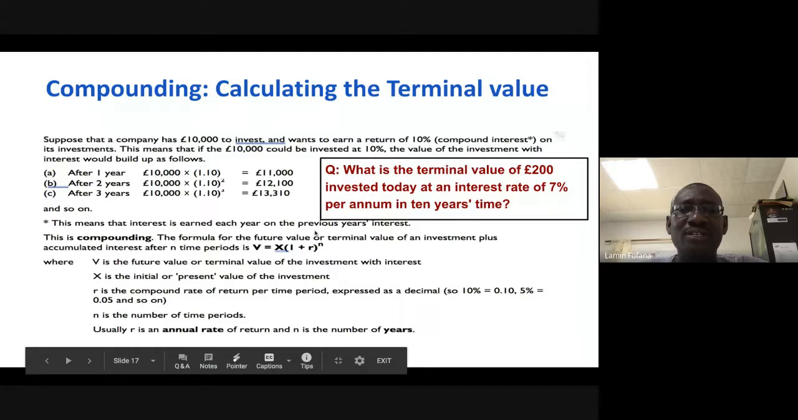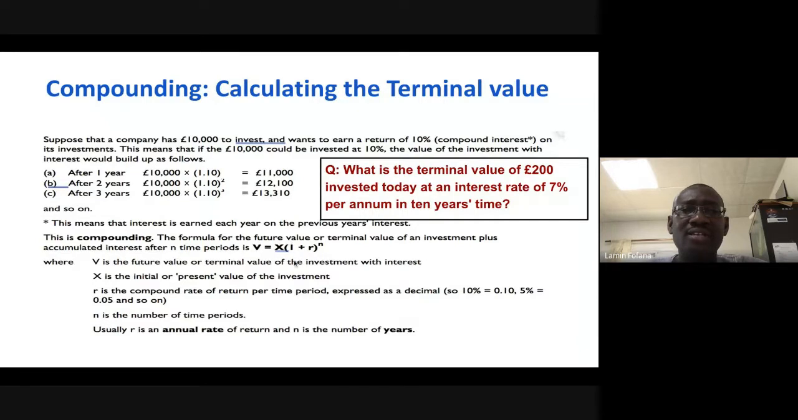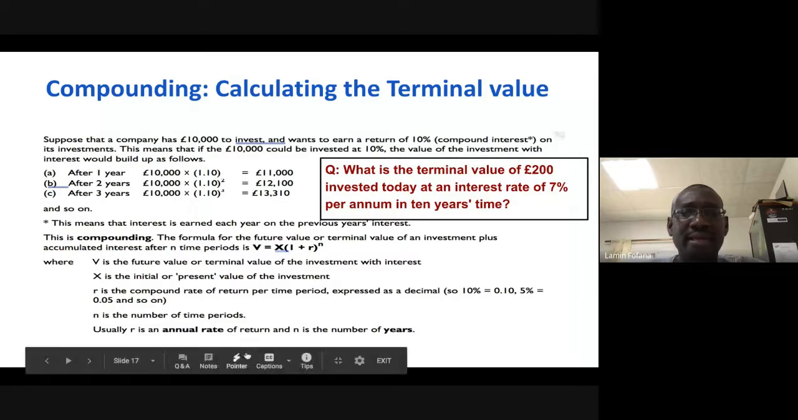So the little formula that we are able to derive here is this: V = X(1 + R)^N. V is the terminal value, or the future value. X is the now value, the value now. X multiplied by 1 plus R, where R is the rate, in this case 10%, 0.1, raised to the power N. N is the number of years the investment is going to take: 1 year, 2 years, 3 years, like that.